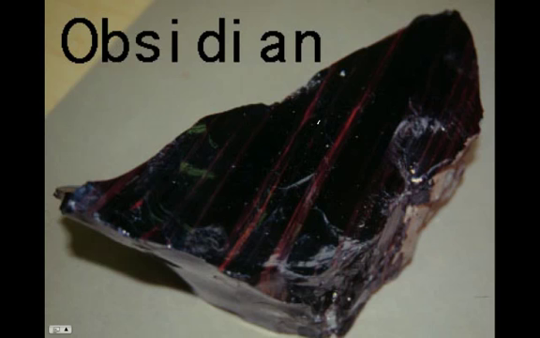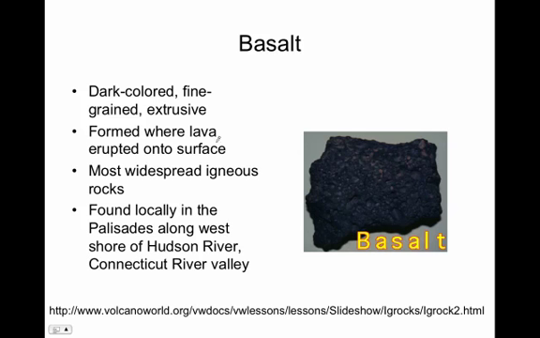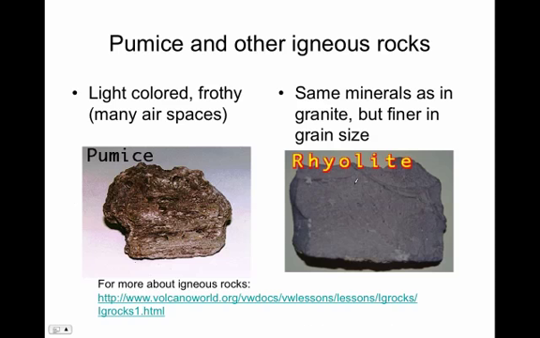I talked about obsidian before. It has very few crystals, or they're really tiny, and it looks like volcanic glass. Here's granite. Granite's often used to make buildings and monuments. Basalt, formed where lava erupted onto the surface. It's one of the most widespread igneous rocks. It's extrusive. It looks like these are big crystals, but they're not. That's just formed from the gas bubbles it formed on the volcano. Here's pumice, many air spaces.